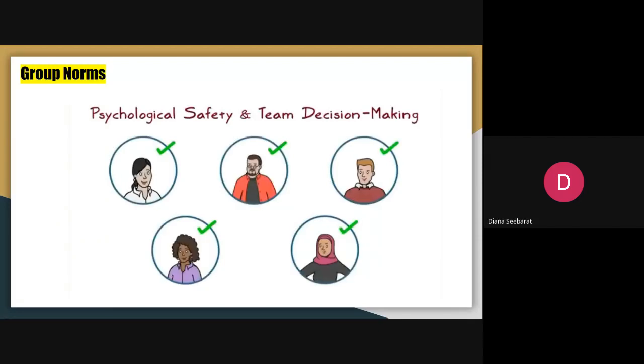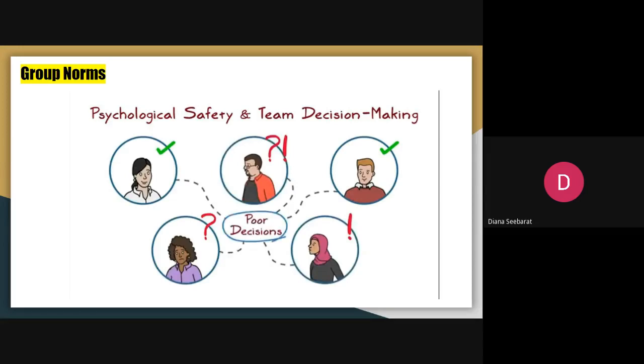Psychological safety also affects team decision-making. Without it, team members may not raise critical questions, concerns, or objections to the perceived agreement. This can result in poor decisions that could have been avoided had people spoken up.